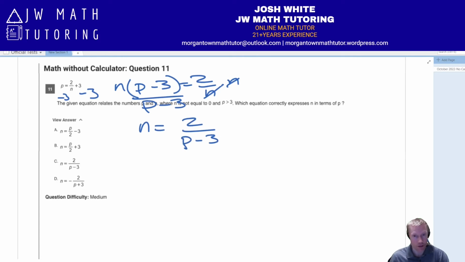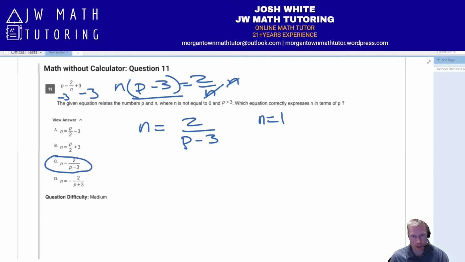Notice here I did not distribute the n when I multiplied by it on the left. The reason I don't want to do that is because n is what I want to solve for. So I want to keep that completely isolated from the p minus 3. So the correct answer is going to be letter C right here, 2 over p minus 3. Now, an alternate method to solve this is by picking numbers. So I'm going to let n equal 1, and notice it has to meet the conditions in the problem. For example, it tells us in the problem n is not equal to 0, so okay, that checks.